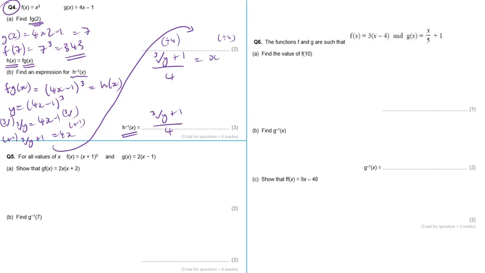So, question 5. Again, we've got 2 functions here, and it's asking us to show that g of f of x is equal to this. So what we need to do for exam questions like this is show all our steps of working really, really nice and clearly. So let's start off with g of f of x. So we're going to be substituting this into here.